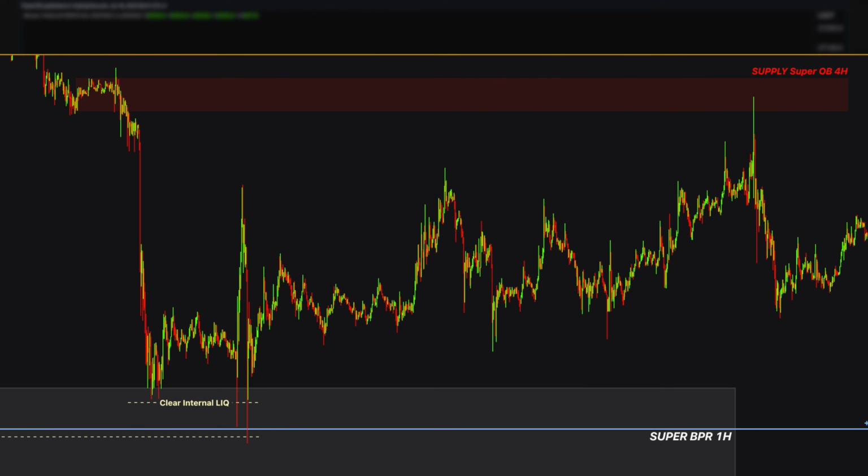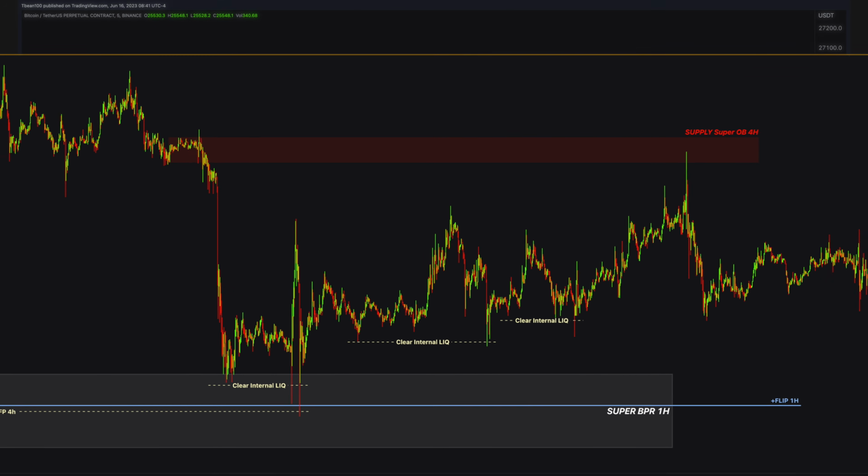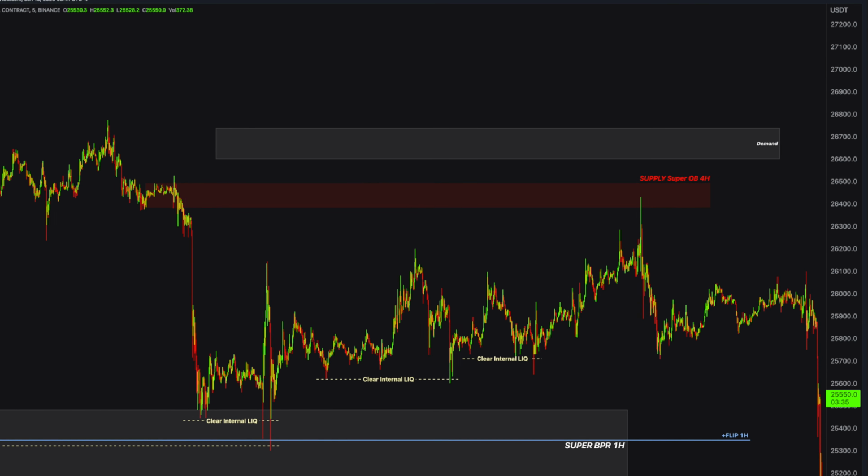Notice this internal liquidity hunt right here, and one after another. Price filling up itself inside this micro trend to reach the high time frame 4-hour order block supply area. Let me explain it in the chart.